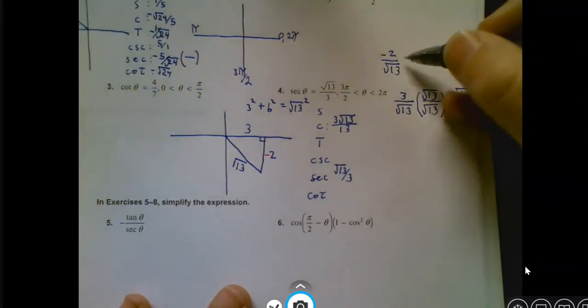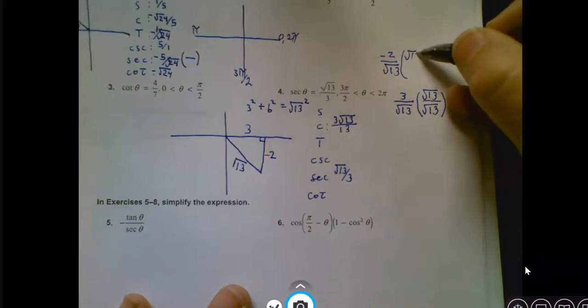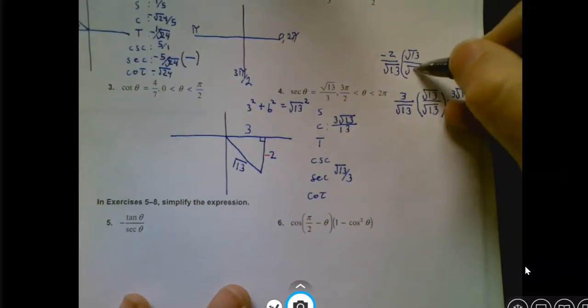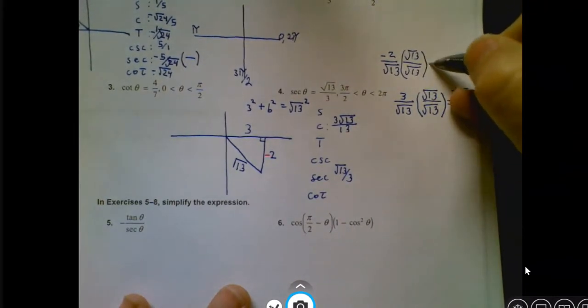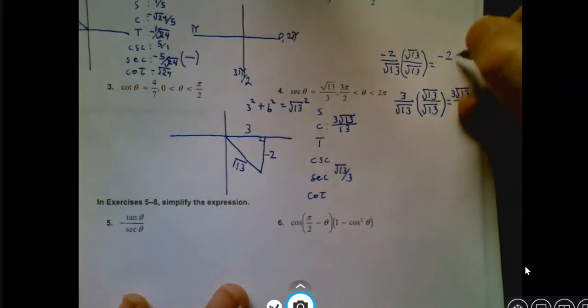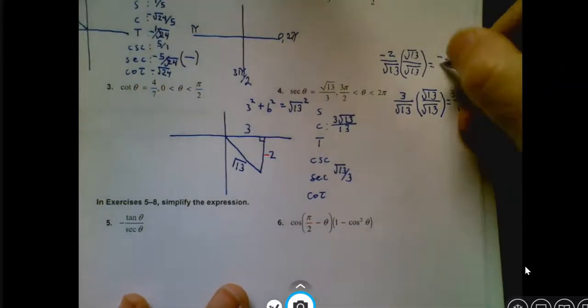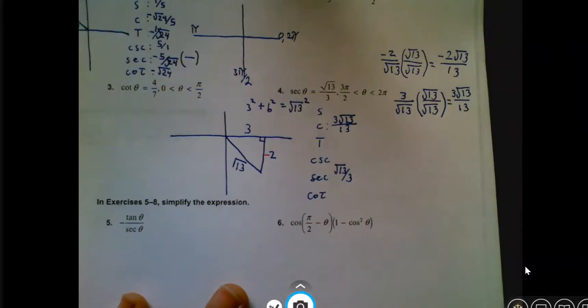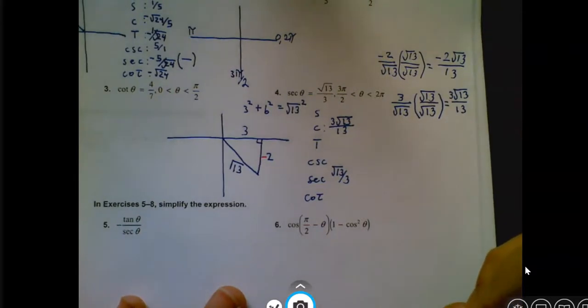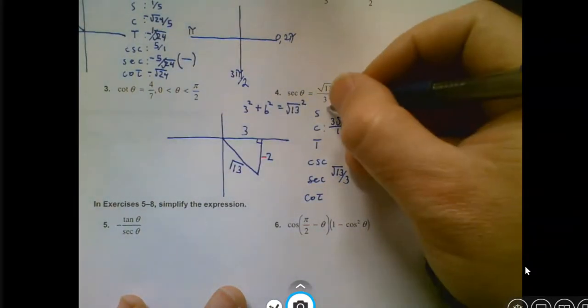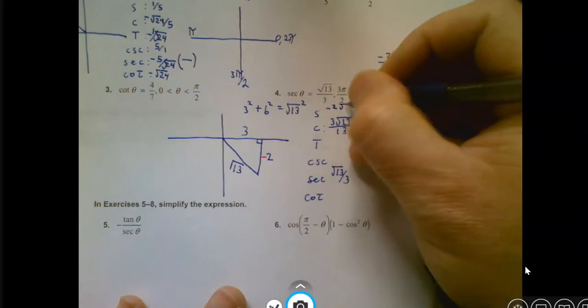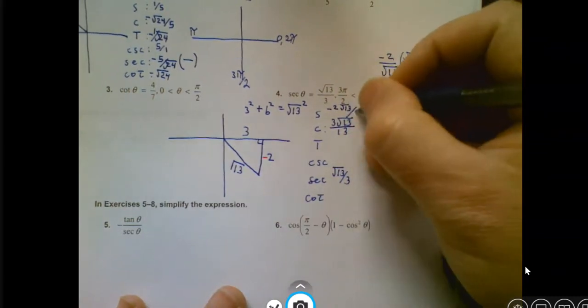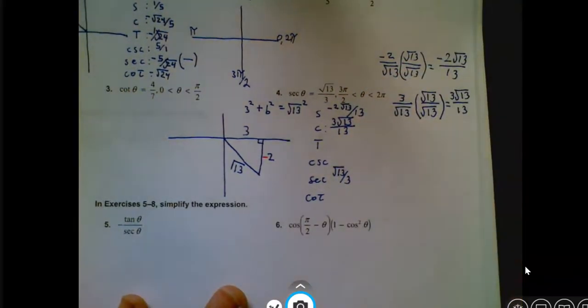Again, if I multiply this by square root 13 over 13, I can rationalize my denominator and give it a more appropriate answer where we don't leave the radical on bottom. So for sine, we're going to call that negative 2 rad 13 over 13. I'm going to run out of room here, so sorry, I got to write this kind of small.